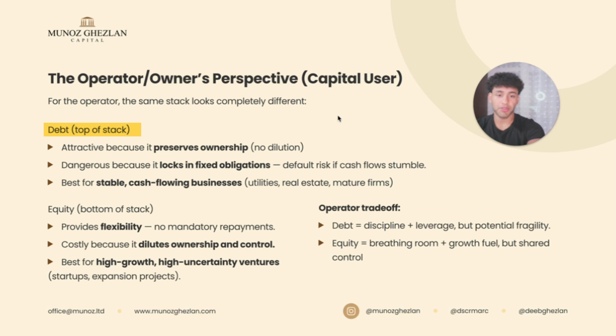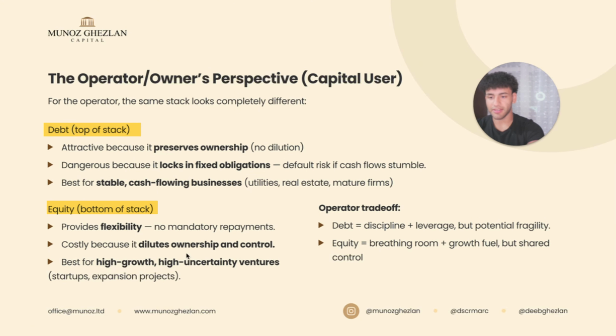A lot of the times, to a business owner who's raising money, debt can be attractive because it preserves ownership. It doesn't dilute your portion of the profits or any revenue shared, but it's dangerous because it locks in fixed obligations. If cash flow stumbles, you still have to meet those debt payments. Debt is most of the times better for stable cash flowing businesses like real estate, utilities, or more mature companies, and then equity is going to be better for your typical tech companies, things that are not going to have stable cash flows but are going to have high growth potential.